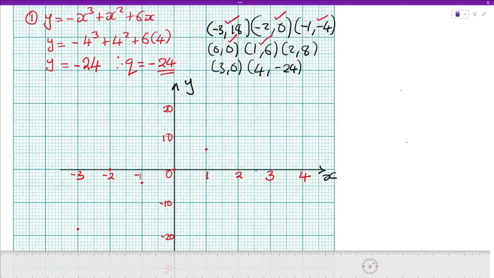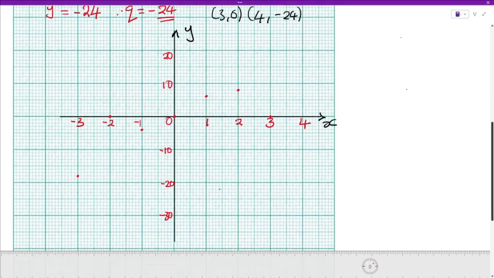We're done with that one. 2, 8. If this is 10, then this is 9 and this is 8. So 2, 8 will be right there. 3, 0 is right here at 3. That one is not nicely plotted, but our 3, 0 is there. And then we have 4, -24. -24 should be down here. This is -20. This is 4. So 20, 21, 22, 23, 24, right there. That is where our 4, -24 is.